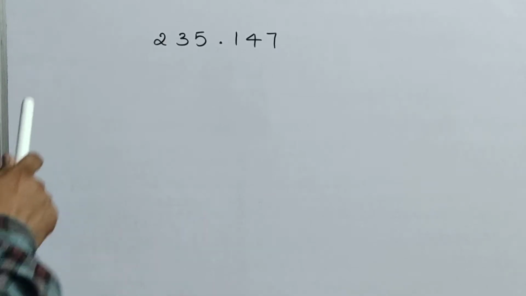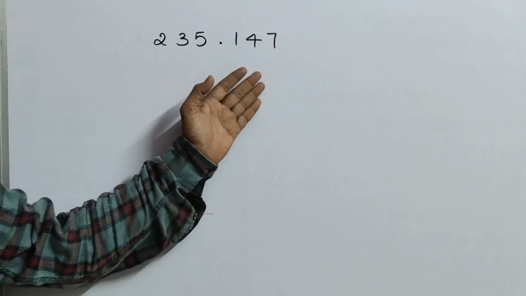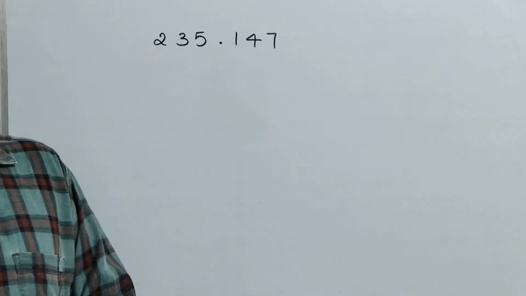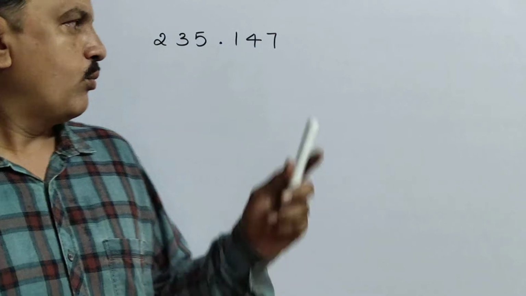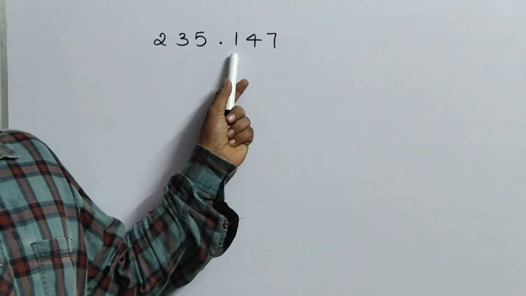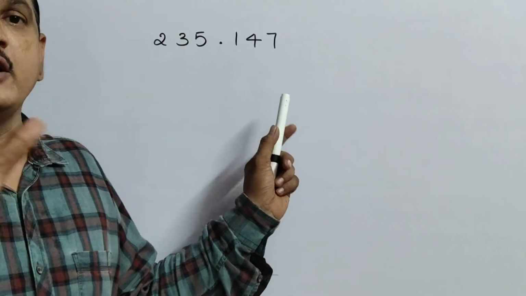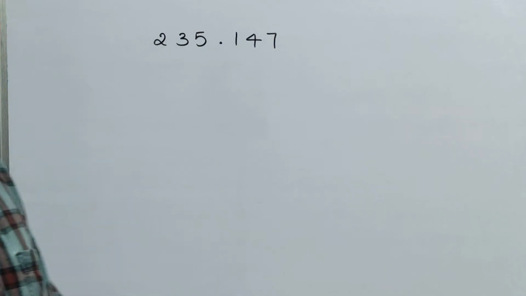Here I gave you one number, children, that is 235.147. Okay. Listen carefully. How do I read this one? Almost everyone will read it as two hundred thirty-five point one hundred forty-seven. That is an error. After the decimal point, you have to read the individual numbers: one, four, seven. Not one hundred forty-seven. You have to read it individually: 235 point one four seven. That is the way of reading.